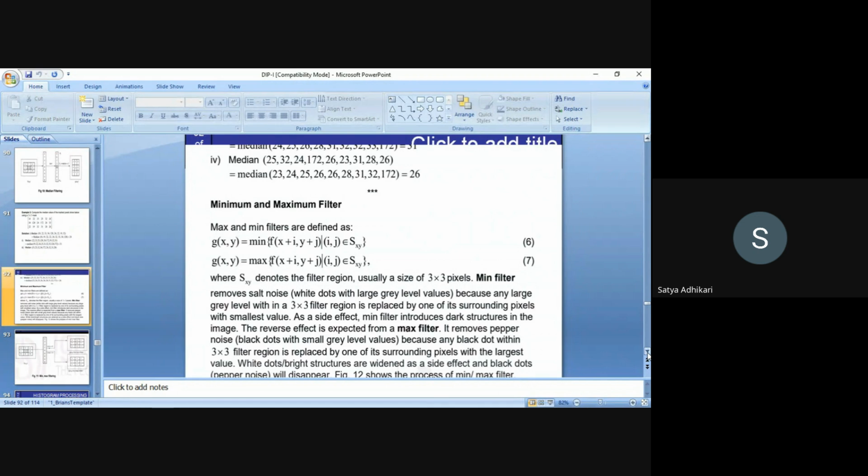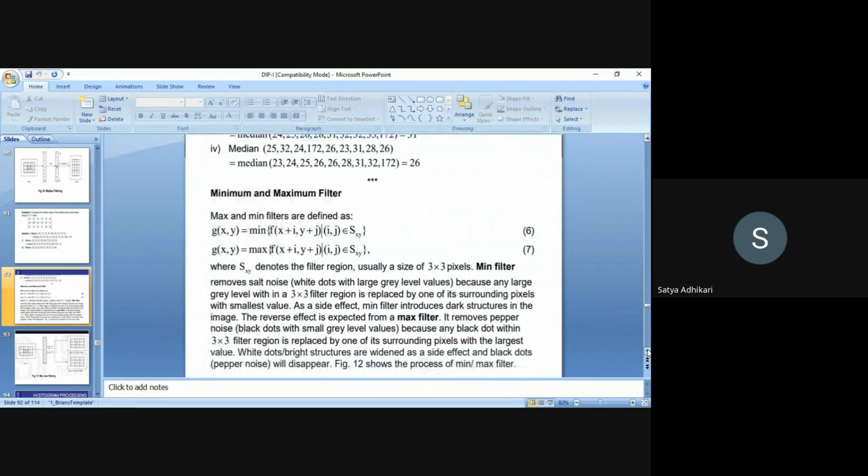White dots or bright structures are widened as a side effect. Suppose in the neighboring pixels there is a value 255. As it is the maximum, after the max filter all the pixels will be mapped to 255, and you will get a bright, white structure. So it is a side effect. And black dots, pepper noise, will disappear, because the black dot will be replaced by the maximum value, the brightest value, white color. So the black dot will be removed, unlike your minimum filter where the white dot will be removed.